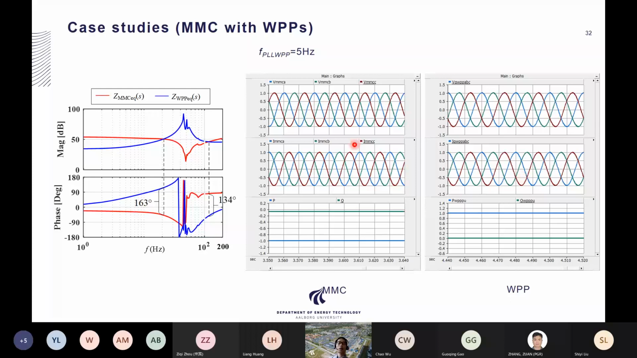However, if we reduce the bandwidth of the phase lock loop to 5 Hertz, you can see this negative damping is still there, but the frequency range is shrunk, and that could stabilize the system. You can see in that scenario, the phase difference at the magnitude intersection point is less than 118 degrees, and the system now becomes stable.